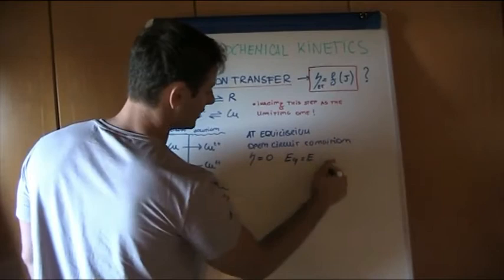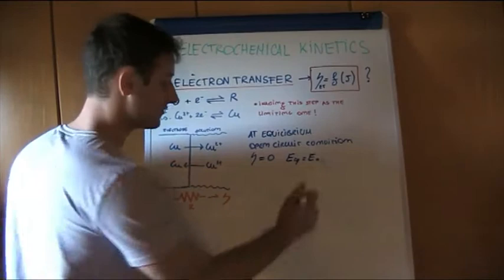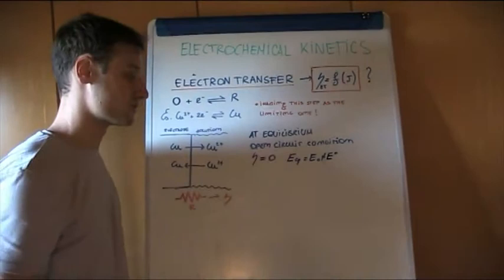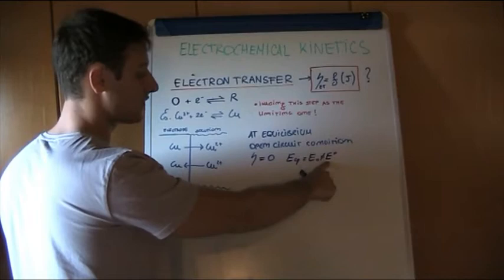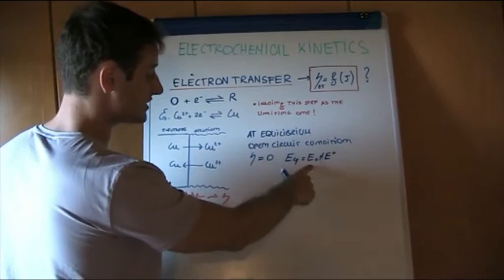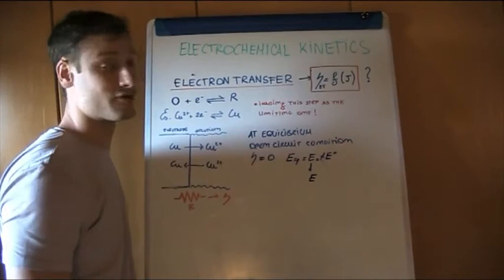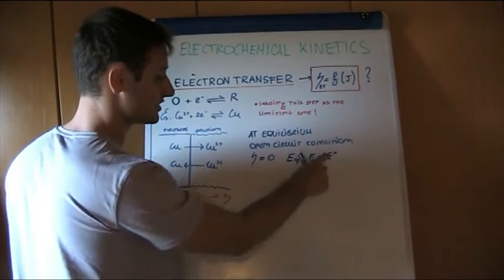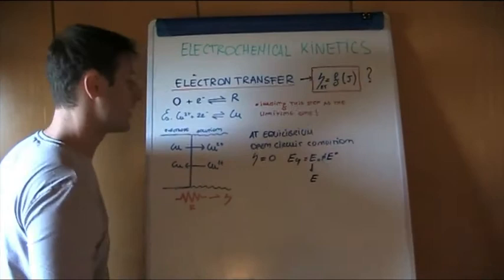Pay attention not to make confusion with this one, which is the standard reduction potential, while this is a potential in open circuit conditions. This is nothing else than the general potential of reduction in the Nernst equation, regardless of the pH, as in this case. So it's important to say that when we are in open circuit condition and the current is zero, the overpotential is zero.